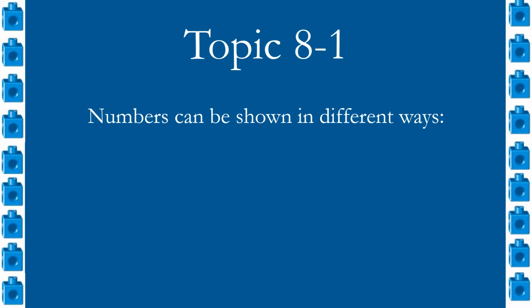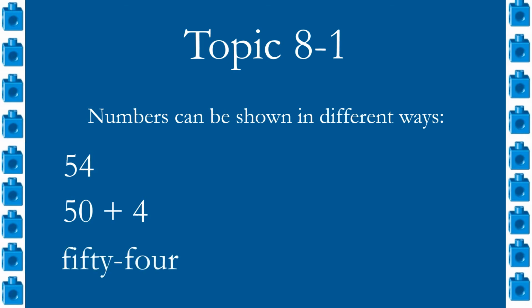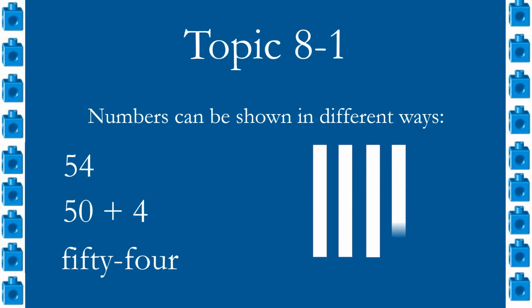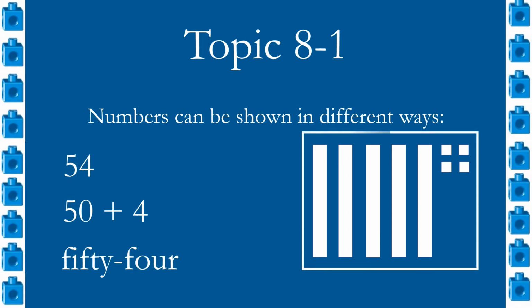We've said throughout the year that numbers can be shown in different ways. We have the number 54, which we call standard form, and then we have this, which is called expanded form. And then we have this here, which is the word form. We've also learned that we can show numbers using unit blocks. You can see 5 tens bars and 4 ones. So there's 54.